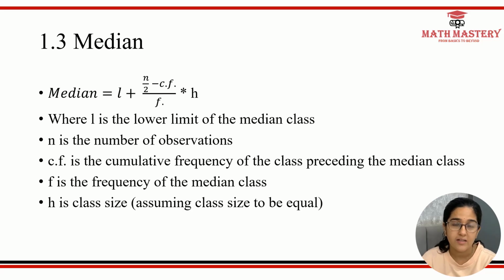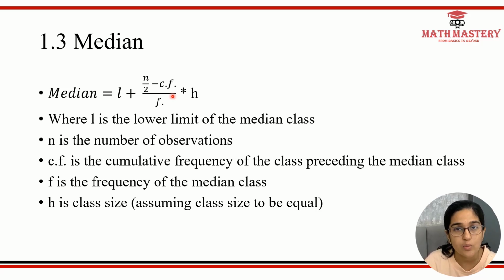In this formula, first we have to identify the median class. Median class will be the class which has cumulative frequency equal to n by 2. Now the formula to calculate median is L, where L is the lower limit of the median class, plus n by 2, where n represents the number of observations, minus CF. CF is the cumulative frequency of the class preceding the median class.